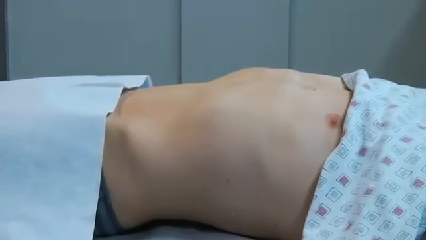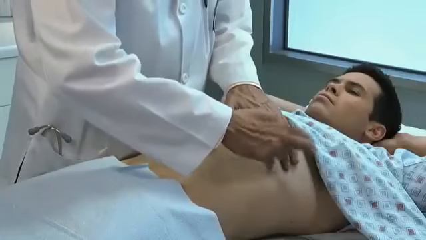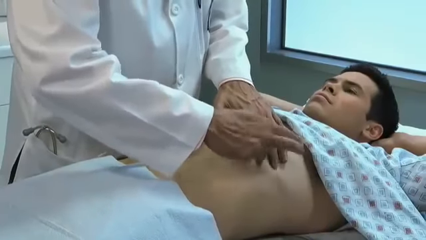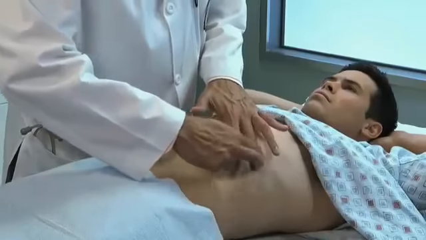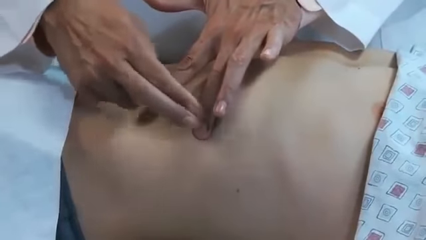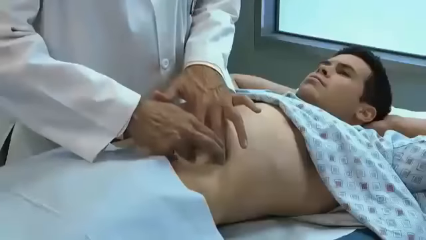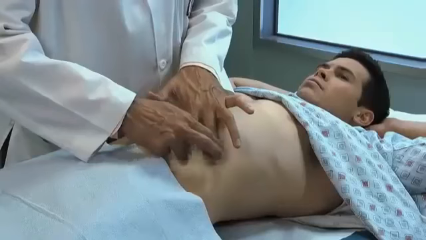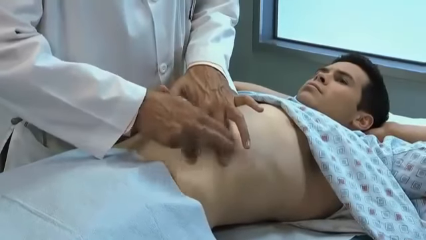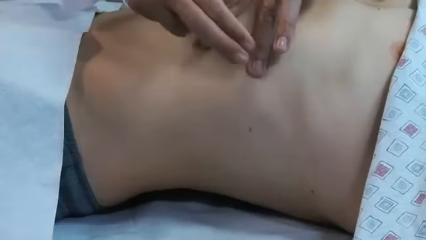This is an area called Traub space. As you percuss along this route, note the lateral extent of tympany. If tympany is prominent, especially laterally, splenomegaly is not likely. Then ask the patient to take a deep breath and percuss again. When spleen size is normal, the percussion note usually remains tympanitic. Let it out. Okay.